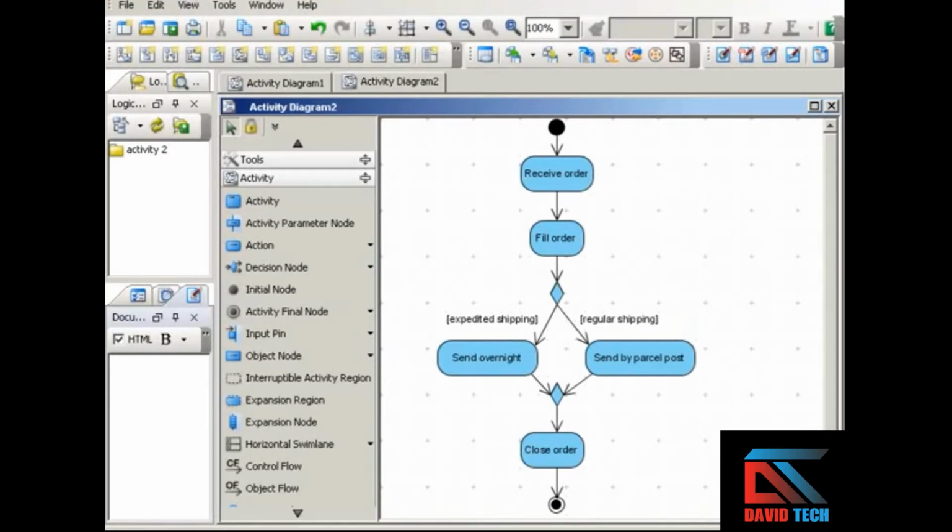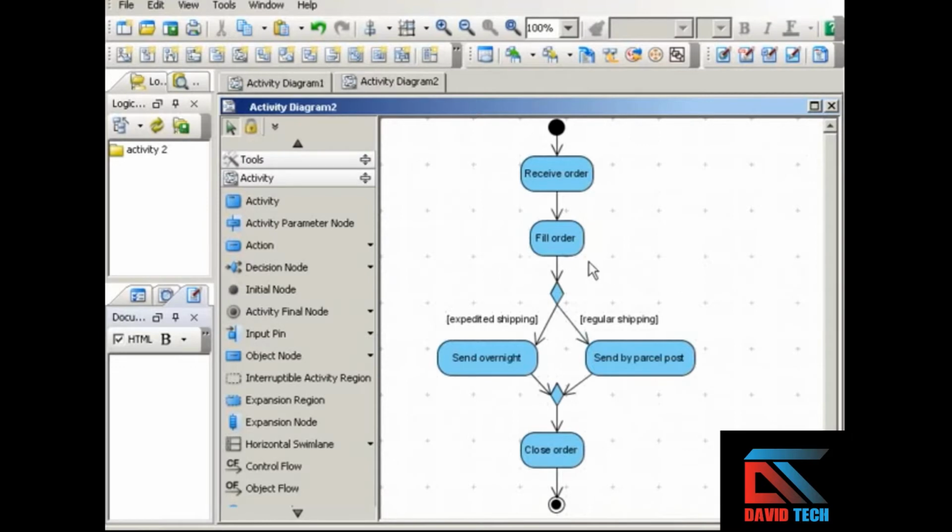As you saw in the movie about basic symbols and activity diagrams, decision points and merge points are one way in which you can show how a flow branches off into separate paths and comes back together again. In this example, when you fill an order, you come to a decision point. Did the customer pay for expedited shipping, in which case you send it overnight, or did the customer pay for regular shipping, which means you send the order by parcel post? When you come to the merge point, once the package has been sent either way, you can move on to the next step, which is close the order.